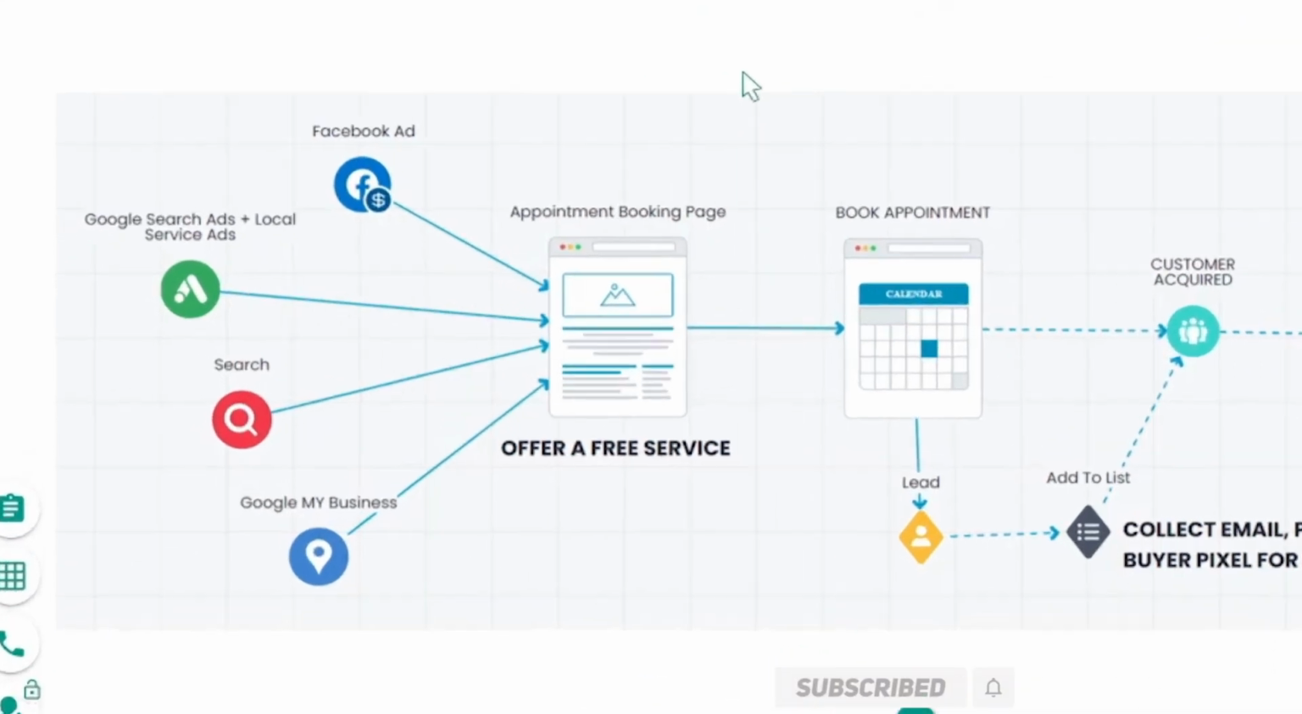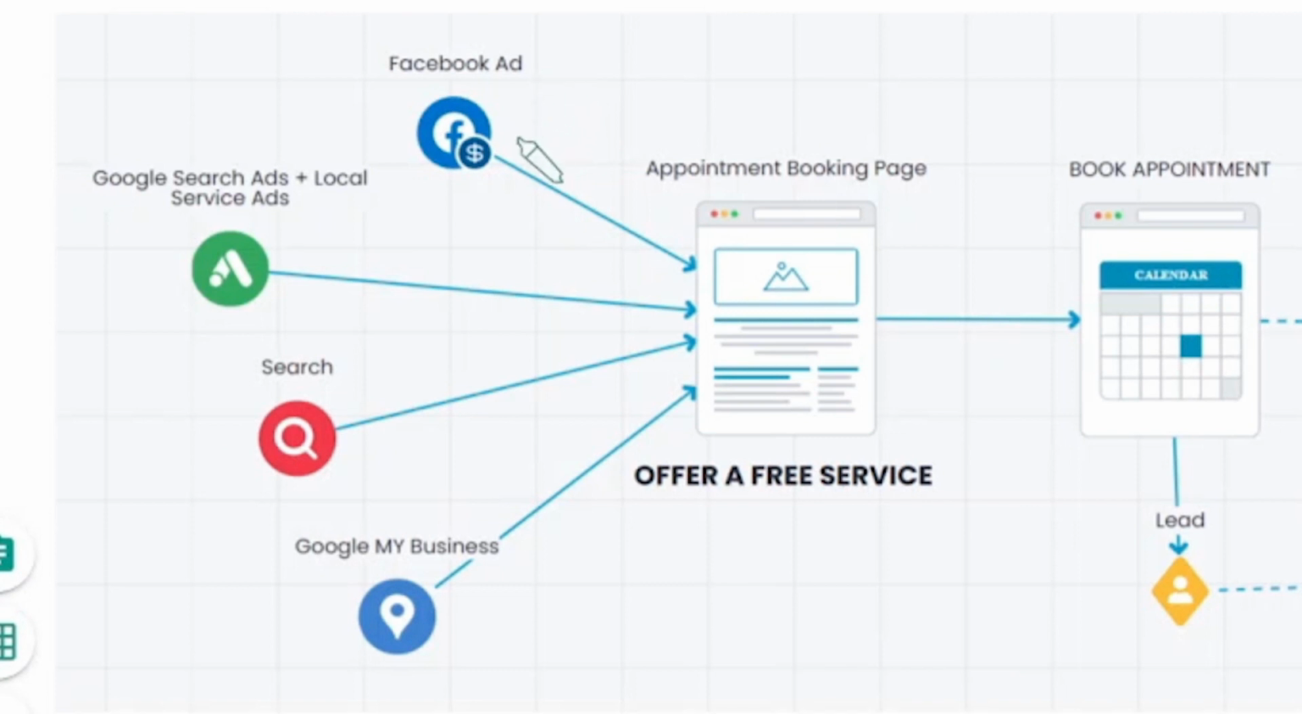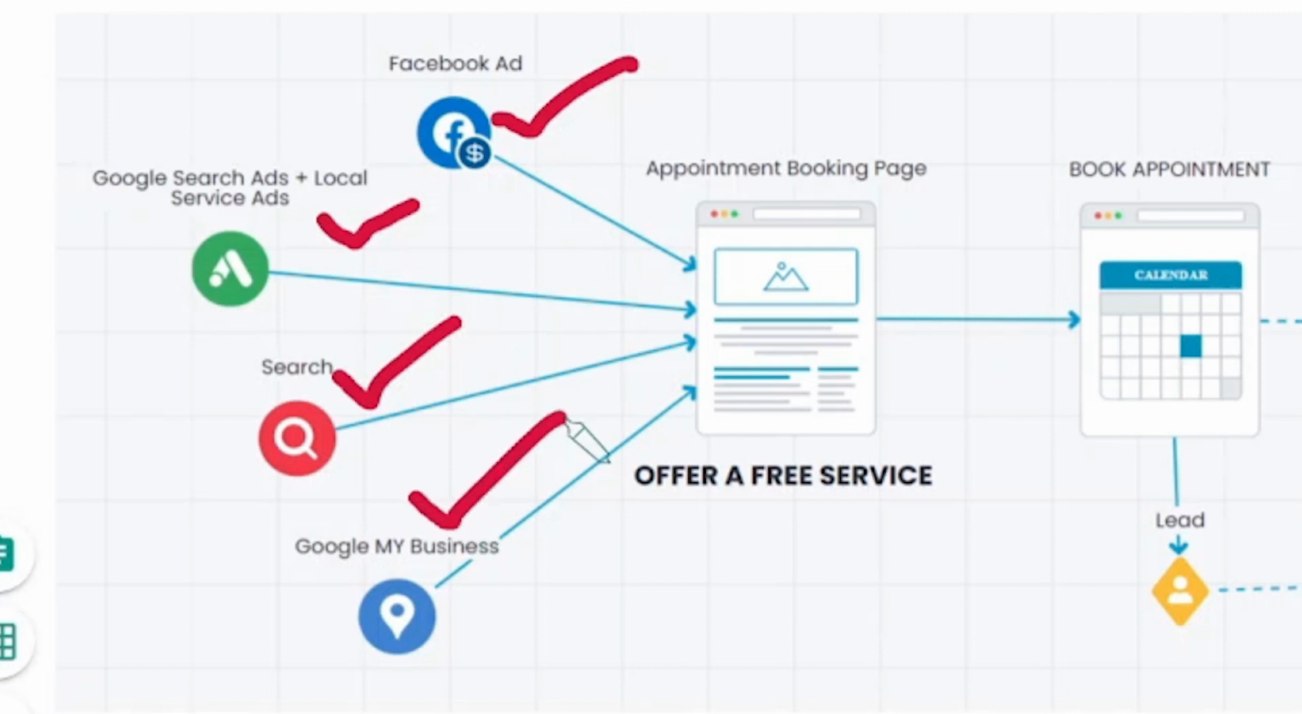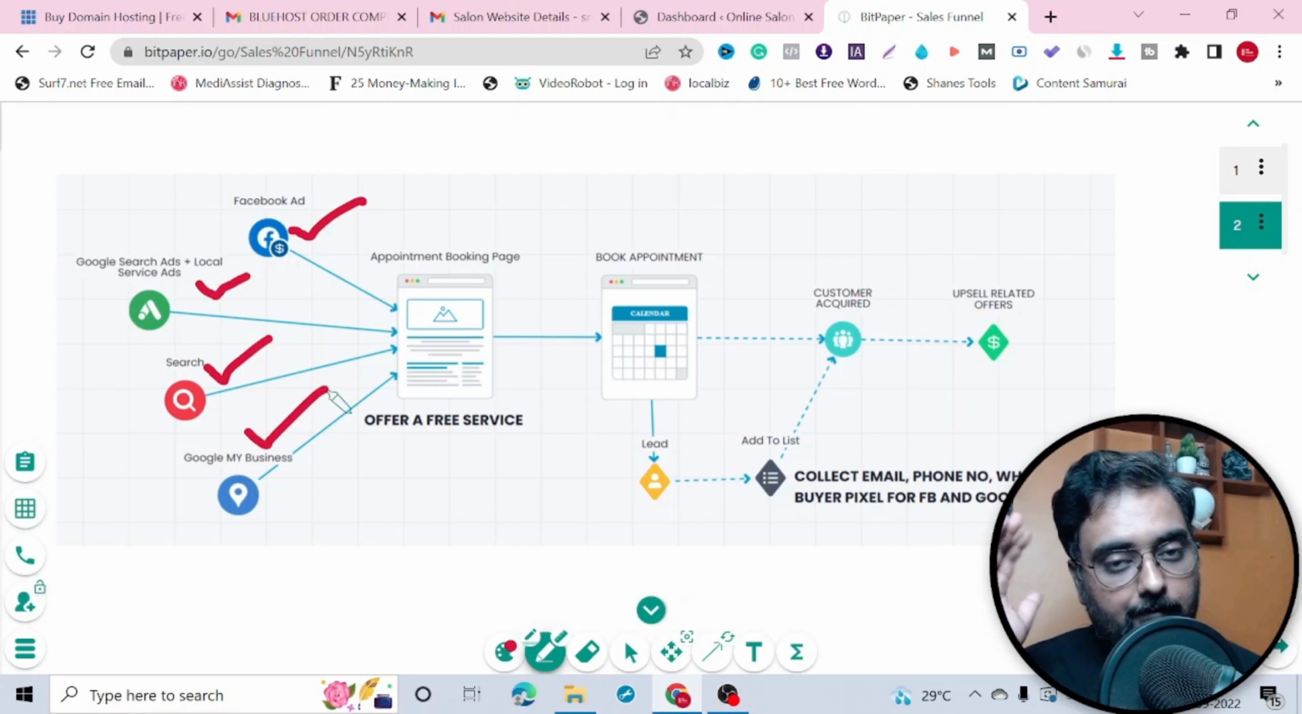So let's dive in. So on the left hand side, I have marked the different traffic source that we can use. Like we can use Facebook ads, we can use local search ads, we can use Google search. That means you can write articles from here, you can rank your blogs, and from there you can drive traffic. And last but not the least is your Google My Business. This is going to be a very important one, especially if you are a local business, right?